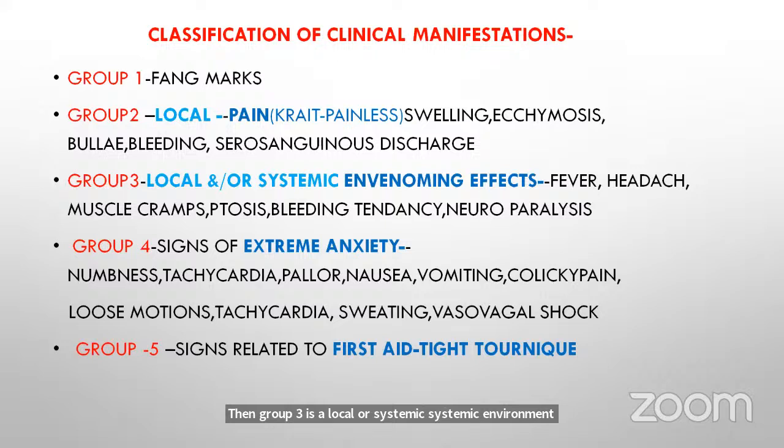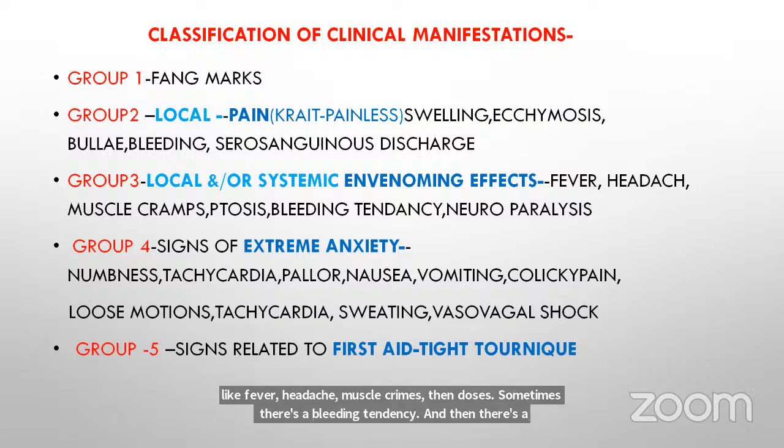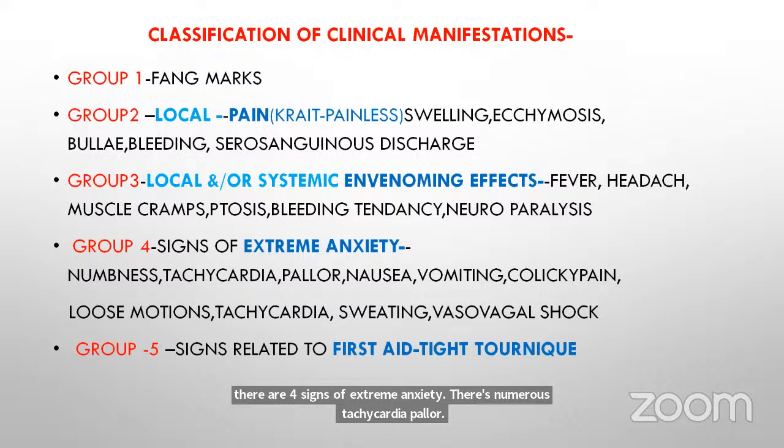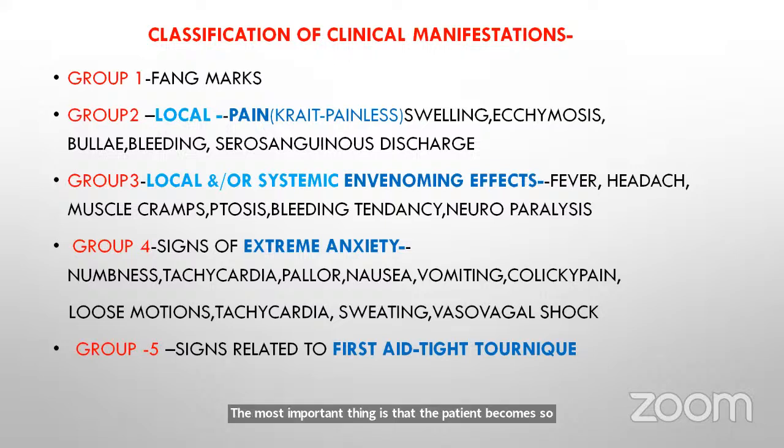Sometimes there's a bleeding tendency, and then there's neuroparalytic shock. Then group 4 is the signs of extreme anxiety: numbness, tachycardia, pallor. The most important thing is that the patient becomes so anxious, and he always feels that I am going to die. And this feeling makes him more and more anxious. It increases the tachycardia, the pallor, the vomiting, loose motions, sweating, and sometimes vasovagal shock also, just by the feeling of snake bite.